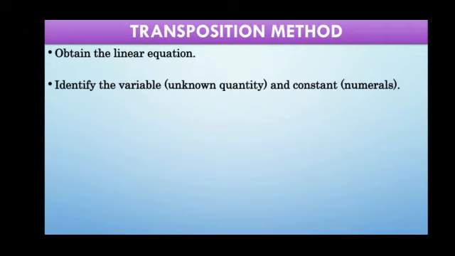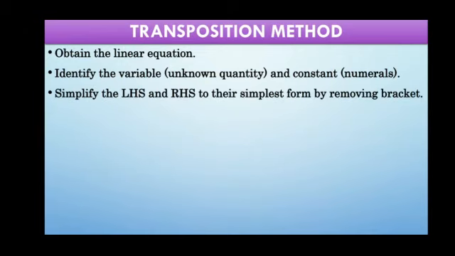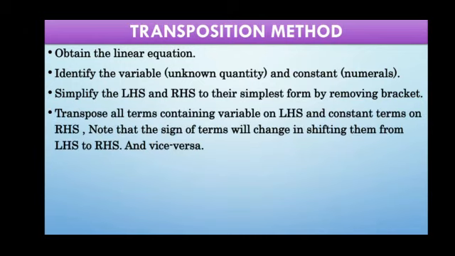The next method to solve is the transposition method. Here are also some rules for solving the equation by the transposition method. The rules are: obtain the linear equation, identify the variable, unknown quantity and constant numerals, simplify the left hand side and right hand side to their simplest form by removing brackets, transpose all terms containing the variable to the LHS and constant terms to the RHS. Note that the sign of terms will change when shifting them from left hand side to right hand side and vice versa.